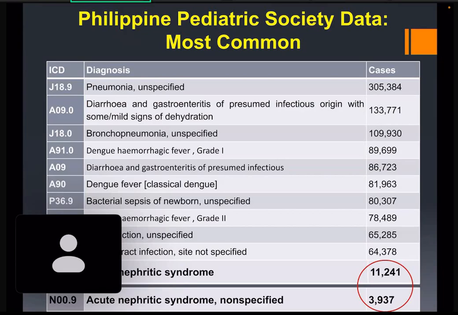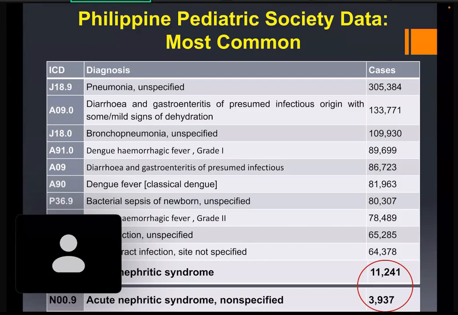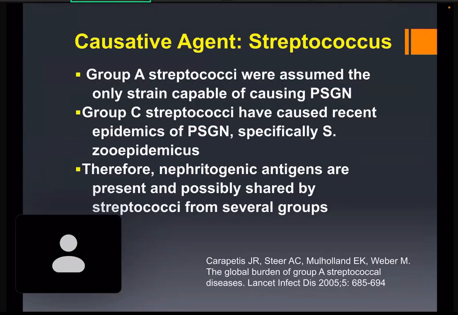According to the data of the Philippine Registry of the Philippine Pediatric Society, it's one of the most common diseases diagnosed among pediatricians or even physicians. The causative agent is Streptococcus. These are the Streptococcus group A, which is assumed to be the only strain capable. However, there are other groups of Streptococci like group C and even Zooepidemicus. But they're not very common; the more common is the group A beta hemolytic strep.